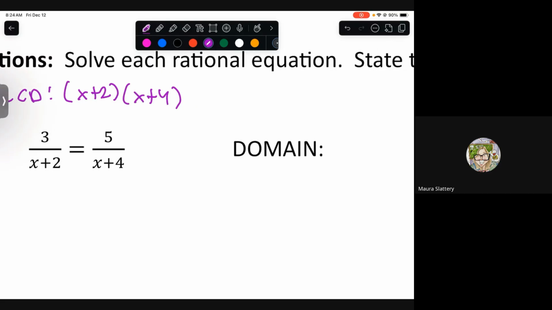And I know that I find my domain by taking my denominator and setting it equal to 0. So we'll go ahead and do that right away. So we do x plus 2 equals 0, x plus 4 equals 0. That means that x cannot be equal to negative 2, and x cannot be equal to negative 4.